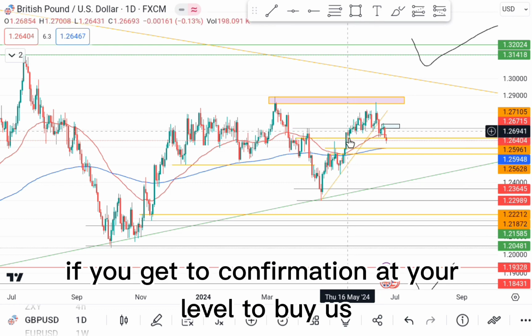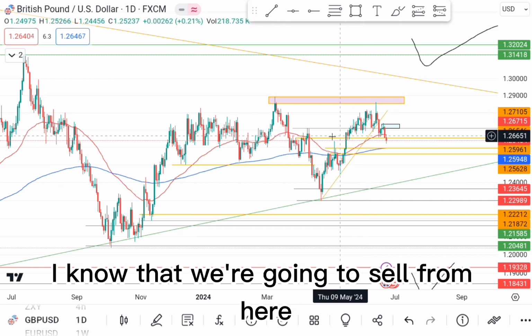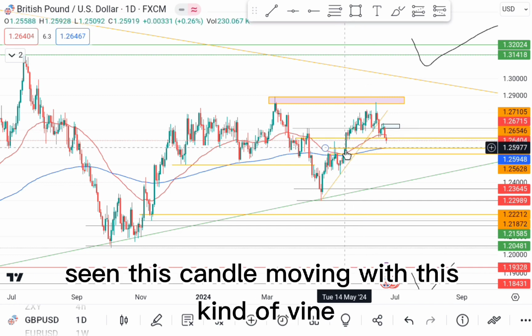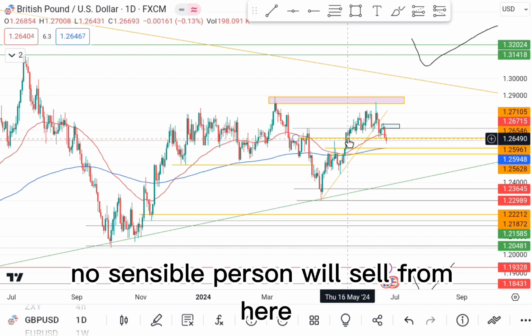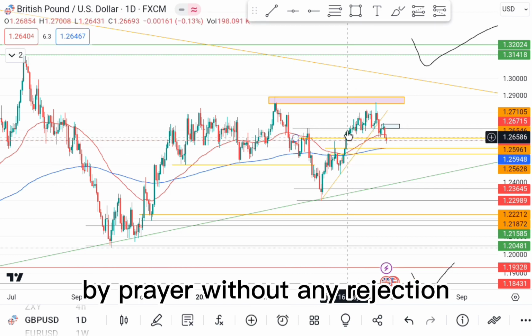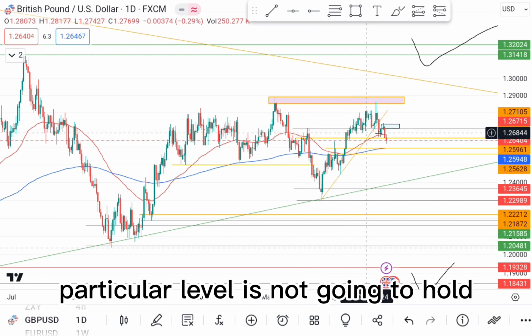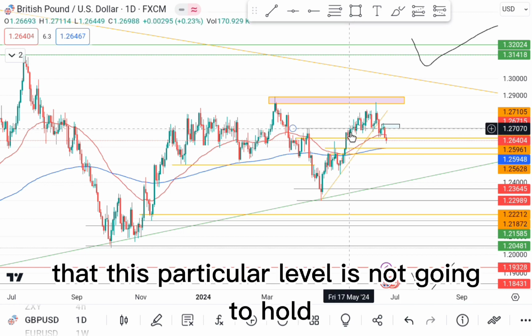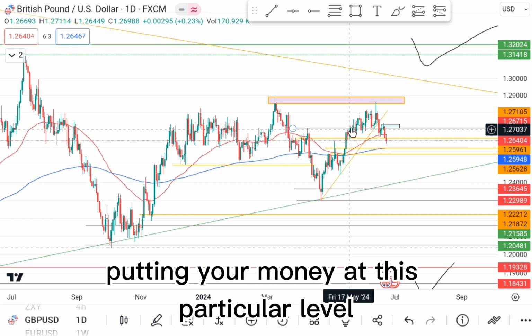If you get a confirmation at your level to buy or sell. Because I called this trade, that we're going to sell from here. But when the price gets to this place, seeing this candle moving with this kind of buying pressure to this particular place, no sensible person will sell from here. For you to move with this buying pressure without any rejection, that tells you that this particular level is not going to hold. That alone has informed us that this particular level is not going to hold. So there is no need putting your money at this particular level.